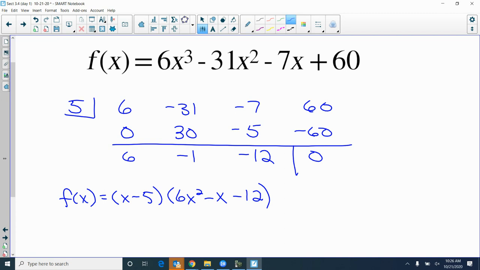2 things. You can factor it, or what else? Quadratic formula. It does factor. So take some time, go ahead and factor it. See what you come up with.